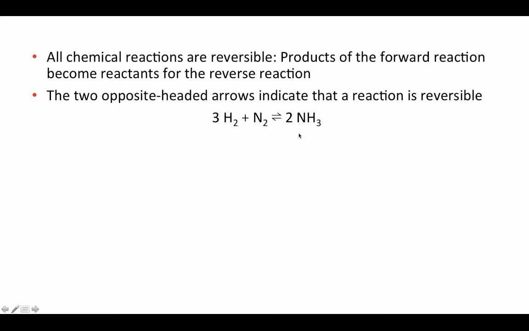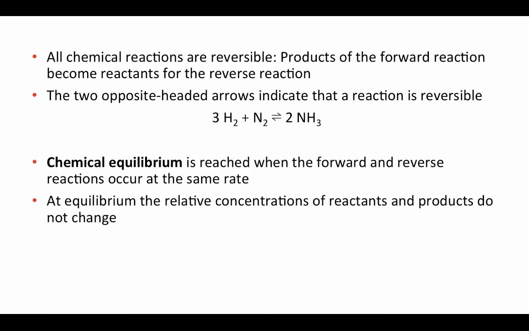And so ammonia has a lower energy state, lower potential energy, than hydrogen and nitrogen gas. So primarily this reaction is going to go in this direction. But this reaction is going to release energy. That energy is going to cause some of this ammonia to dissociate back into the molecular gas form.